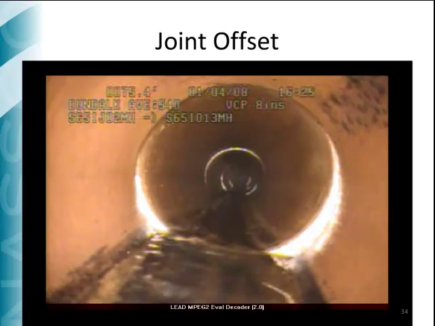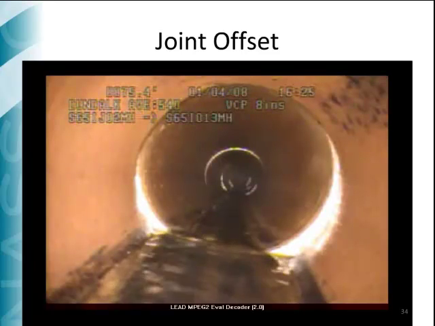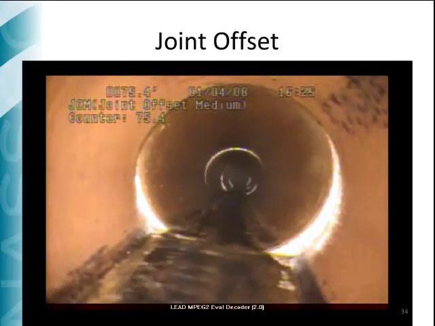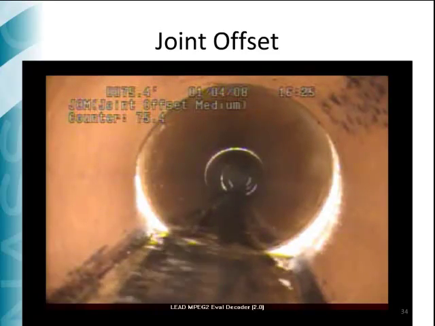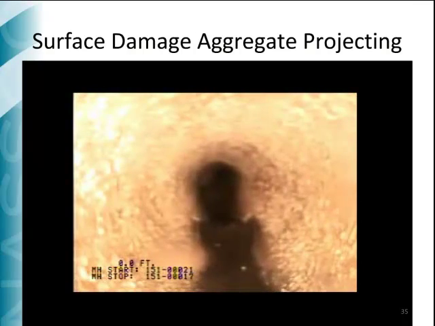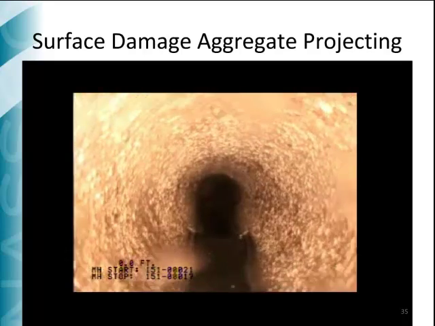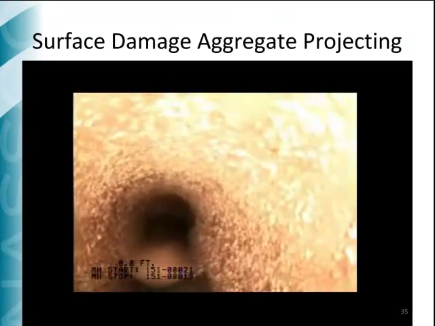In this video, the operator is focusing on an offset joint. Finally, this video shows a surface damage aggregate projecting, or SAP defect. Note that this defect should be considered truly continuous.